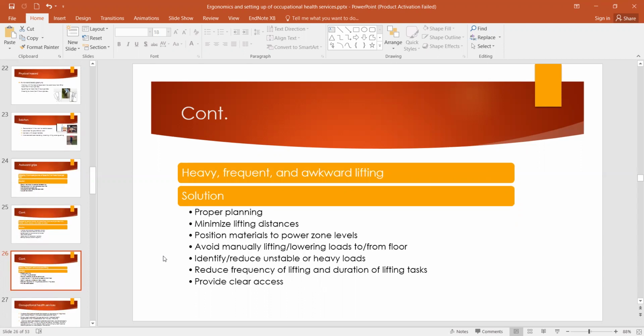When you are lifting heavy, frequent loads, then there is also a chance of injuries, and the solution is to properly plan the lifting activities, minimize lifting distance, position materials at power zone level, avoid manual lifting and lowering loads from the floor, identify and reduce unstable or heavy loads, reduce frequency of lifting and duration of the lifting task, and provide clear access while lifting.